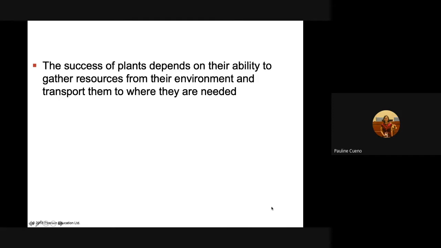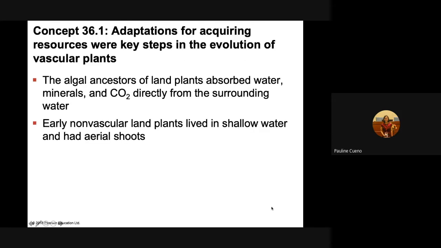to nurture themselves first. Okay, para yan sa totoong buhay, bago kayo magmahal ng ibang tao, mahalin mo muna ang inyong sarili. Okay? So ayan po. Gumaya kayo sa plants: before they nurture the consumers of the food chain, they have to nurture themselves first. Okay? And then, adaptations for acquiring resources were key steps in the evolution of vascular plants.